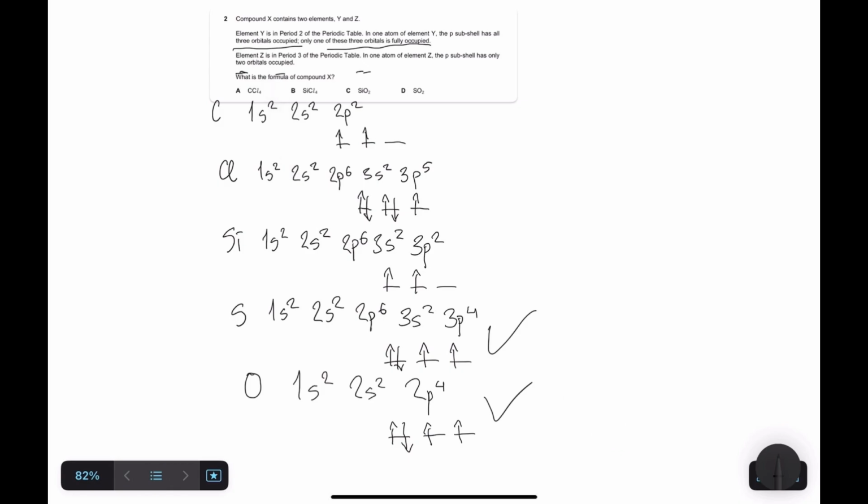And element X is in period 3 of the periodic table, and in one atom of element X, the p subshell has only 2 orbitals occupied. So from this, we can choose between carbon or silicon. And from the answers, silicon oxide can be the answer to this question. So the answer is C.